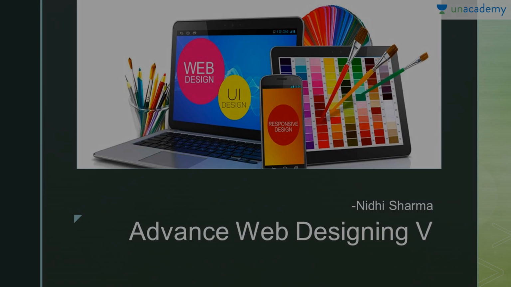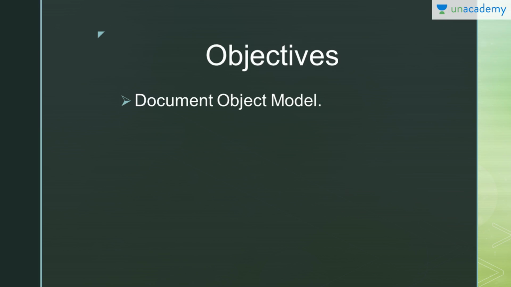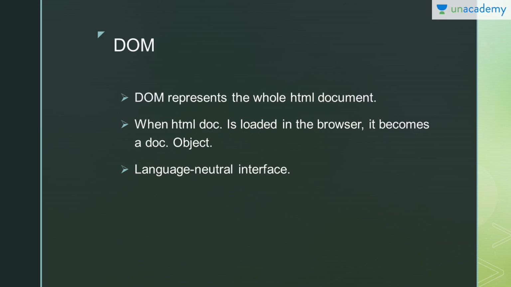In the previous video we discussed the browser object model, and in this video we will discuss another object model, that is the document object model. It is also known as DOM. Like the browser object model was related to the browser, this object model is related to your whole HTML document. So DOM represents the whole HTML document.